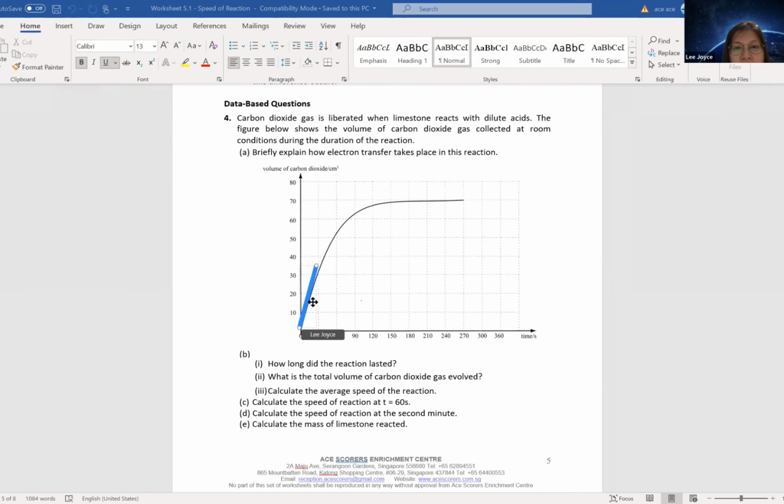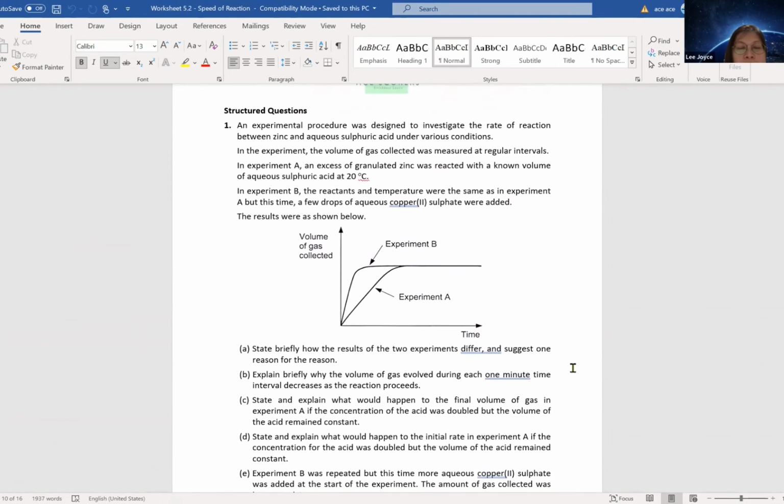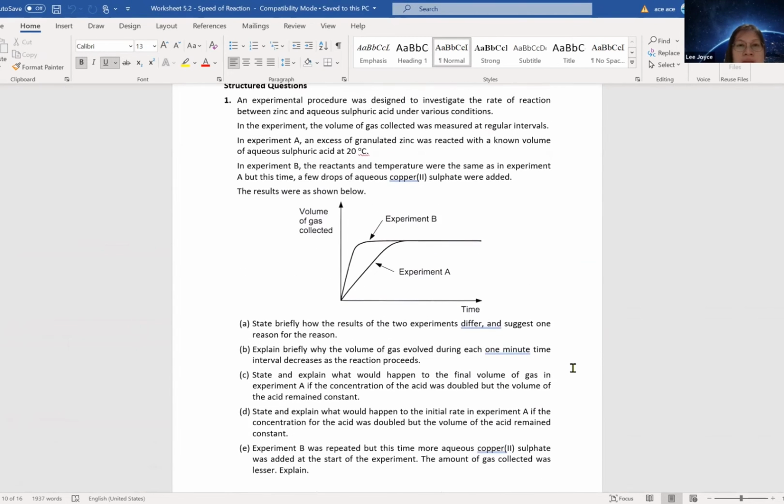You see that? Yeah, as much as possible. So actually this part is the intersection part. So you try to extend the line, the tangent, and then you just measure the gradient of the line. That will be the average speed of the reaction. All right, on page 10.